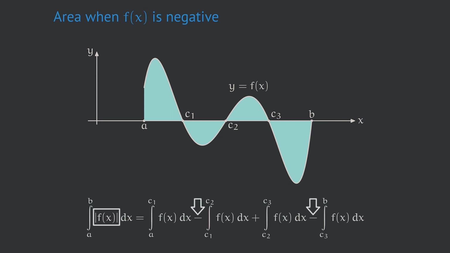The same is achieved if we equip f itself with absolute value bars, thus flipping the negative parts of the function vertically along the x-axis.